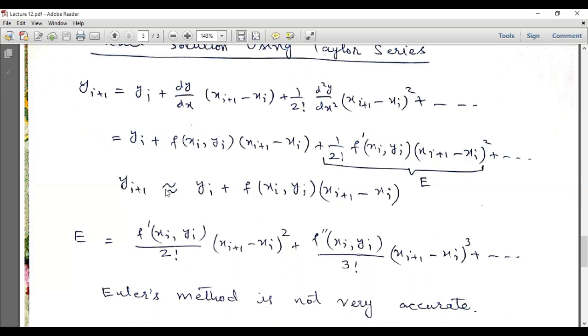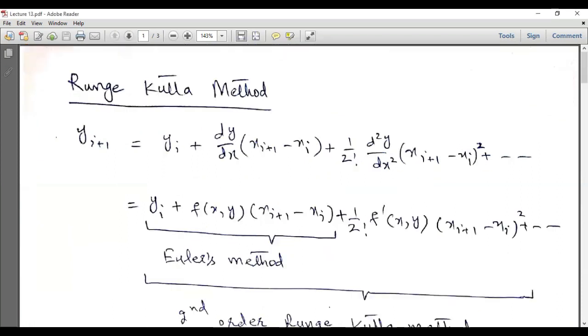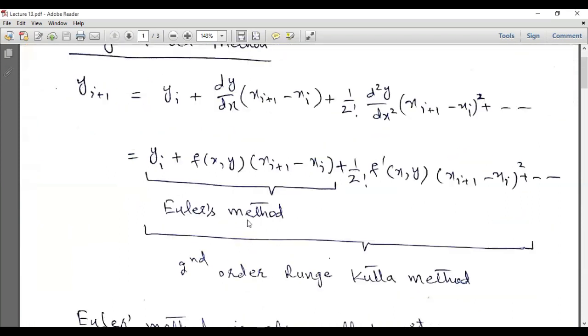So y_{i+1} was approximately equal to y_i plus f(x_i, y_i) times (x_{i+1} minus x_i). This was actually a first order method. Euler's method is a first order numerical differentiation method because the first order Taylor series was considered. In the Runge-Kutta method, we have to consider one more term, so it will use the second order Taylor series approximation.